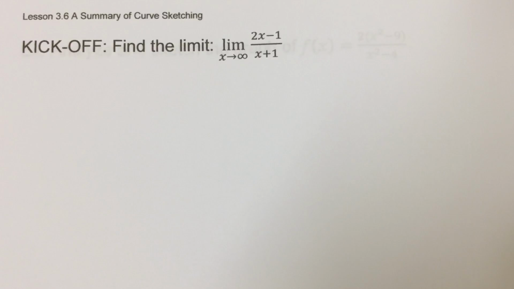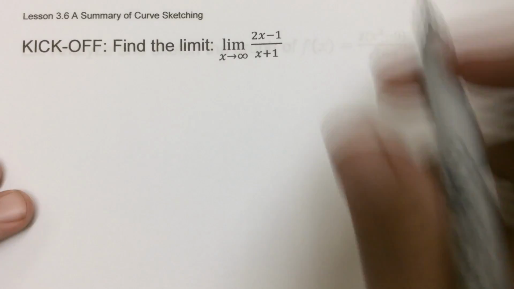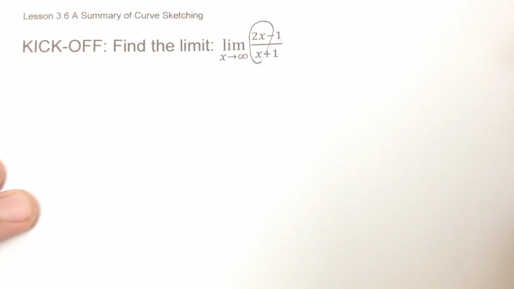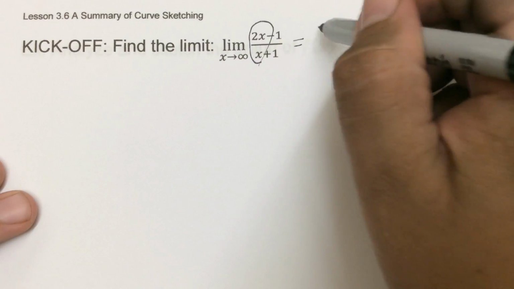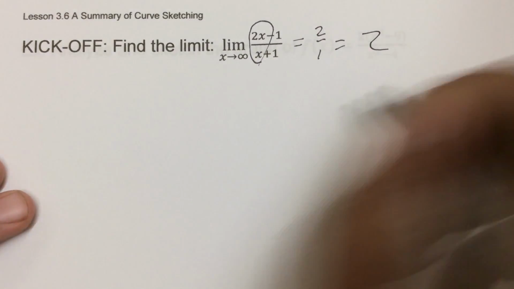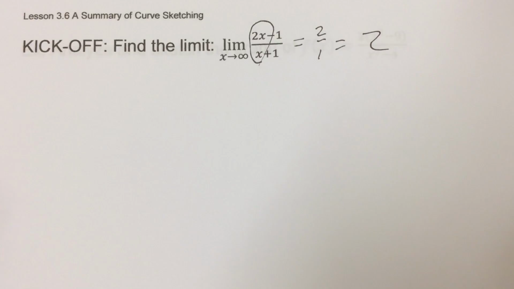Starting with last time. So, find the limit. Remember, we're looking at these lead ones. If they're both just x's, it's going to be the number in front, which is 2 over 1, which is just 2.